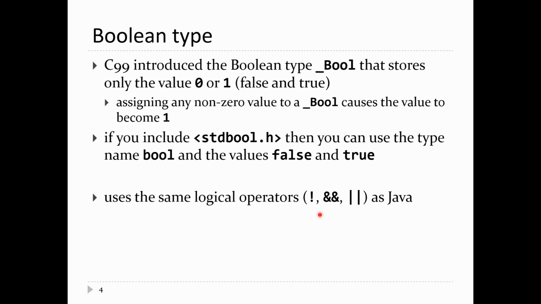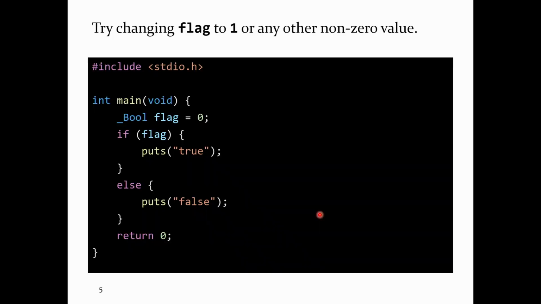The Boolean type uses all the same operators that you have in Java, right? So not, and, or, they're all the same. There's our little program. Here's our variable called flag, its type is bool, and I've set it to 0, so that means it's going to be false. I have a little if statement here, so if flag is true, I'm going to print true. Otherwise, I'm going to print false.